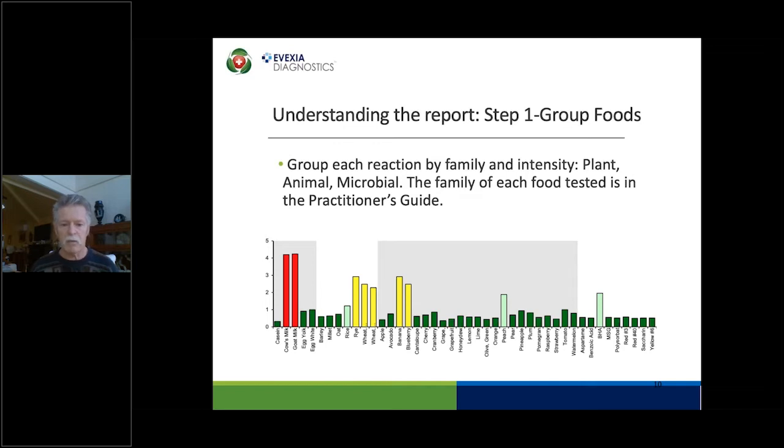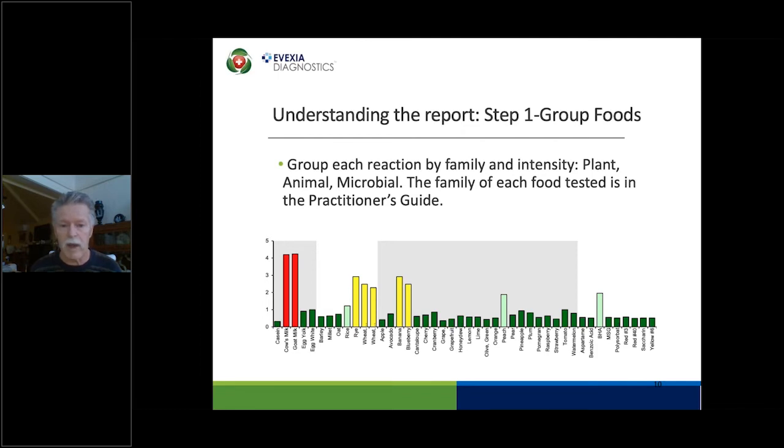So in this, when you get a report, what you want to do is, first off, try to group things by family and intensity. In other words, is it plant or animal or microbial? And the family of each food tested is in the practitioner's guide. So we're going to have a new practitioner's guide in a couple of weeks, but the old guide is sufficient. And it groups things, especially in a table and back, so it helps you interpret the test quickly. So if you look at the top panel here, what it shows you is green, aqua, yellow, and red reactivity. So green is negative.